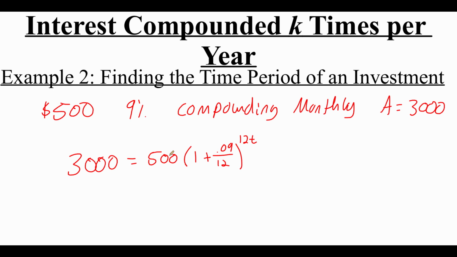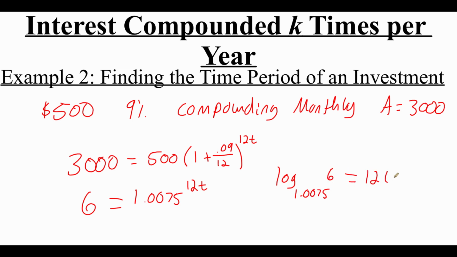So what I would do first is take this 500 and divide it over to the other side. So we should get 6 equals, now I'm going to take the stuff inside my parentheses and type that into my calculator, and I should get 1.0075, and that's being raised to the power of 12t. Now we're trying to solve for t, and t is up as an exponent in this problem. So I want to remember the relationship between an exponential equation and a logarithmic equation. I can rewrite this in logarithmic form as log base 1.0075 of 6 equals that power 12t.